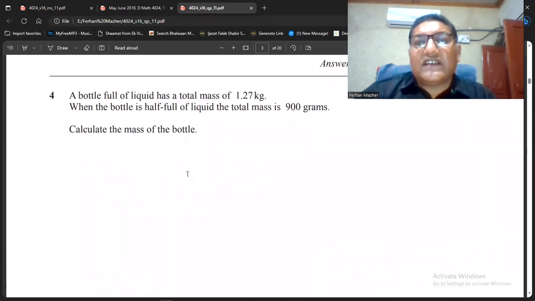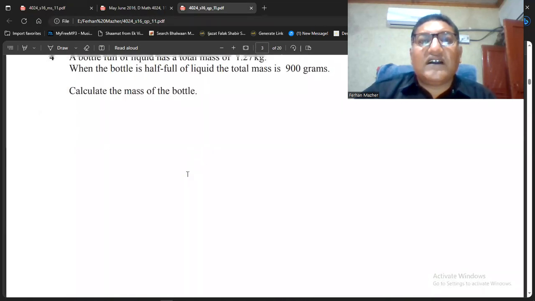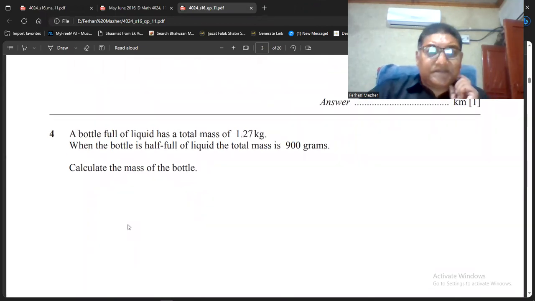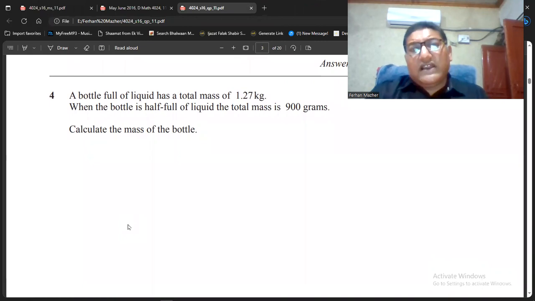Okay, so we are going to the next question. The next question is of 2 marks, and they want the answer in grams. A bottle full of liquid has a total mass of 1.27 kg. When the bottle is half full of liquid, the total mass is 900 grams. Calculate the mass of the bottle.